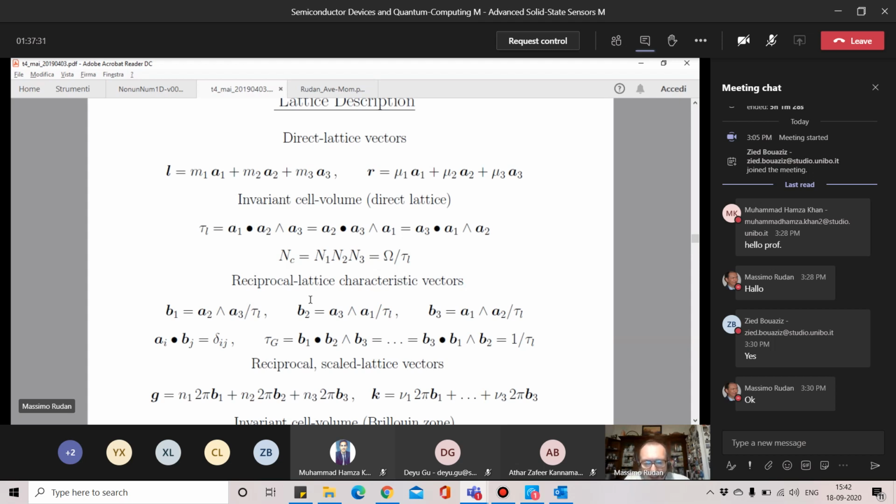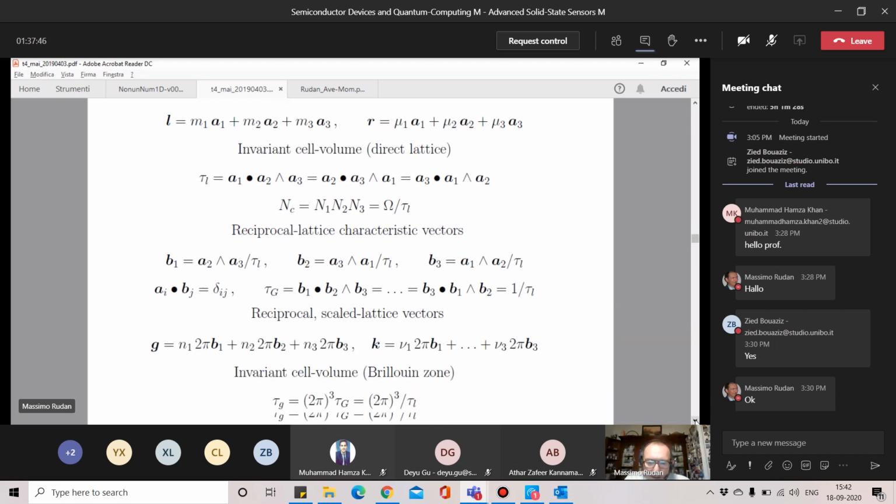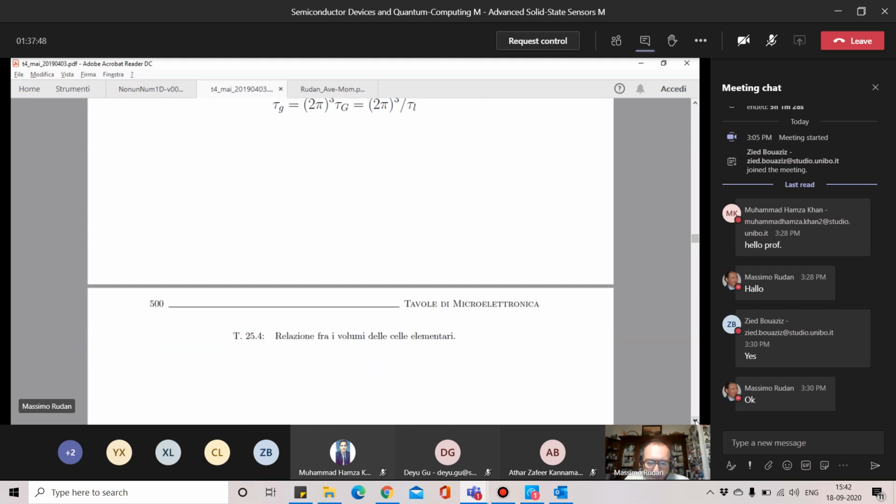So we must, in general, consider the definition of the B vectors as the vector product of two A vectors divided by the volume tau L of the elementary cell.